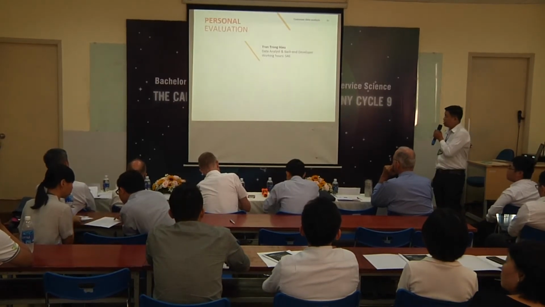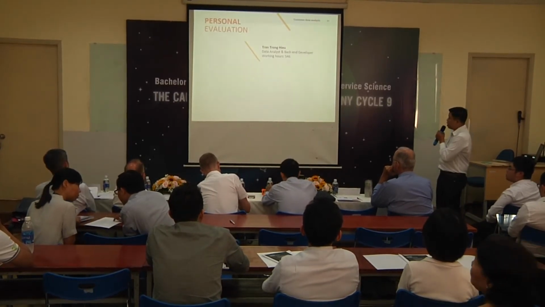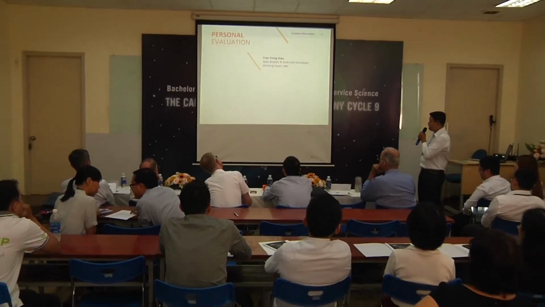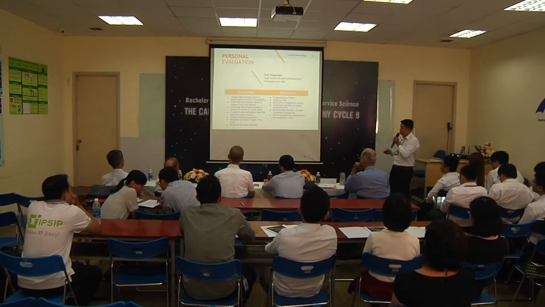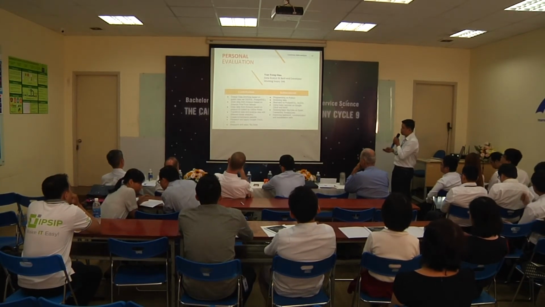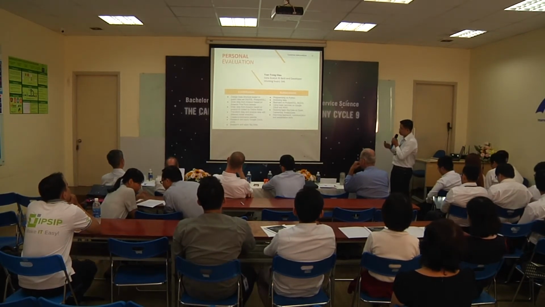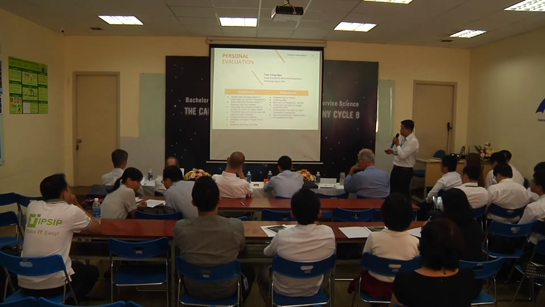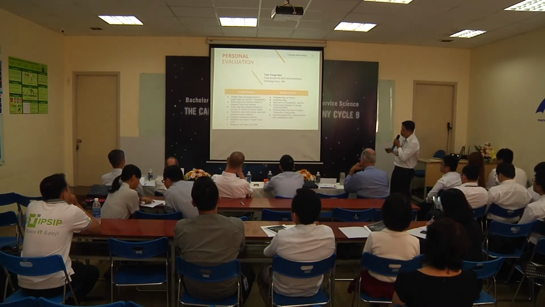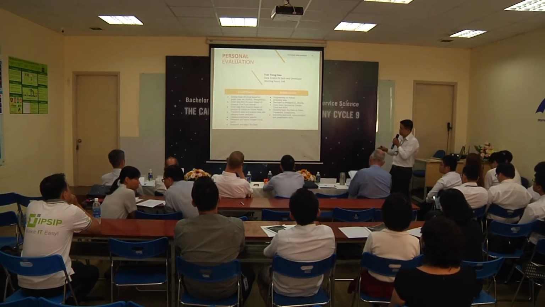About my personal evaluation, my name is Trần Trọng Hiếu, and I'm responsible for data analyst and backend developer. During 8 months of the project development, I was mostly responsible for designing the data structure and building the e-commerce website. After that, I built the analytic model and integrated the components into the whole system.